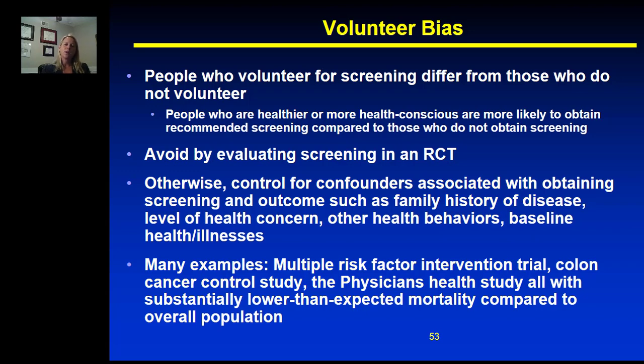So these are just the three key types of bias that we think about when we discuss screening and diagnostic testing.